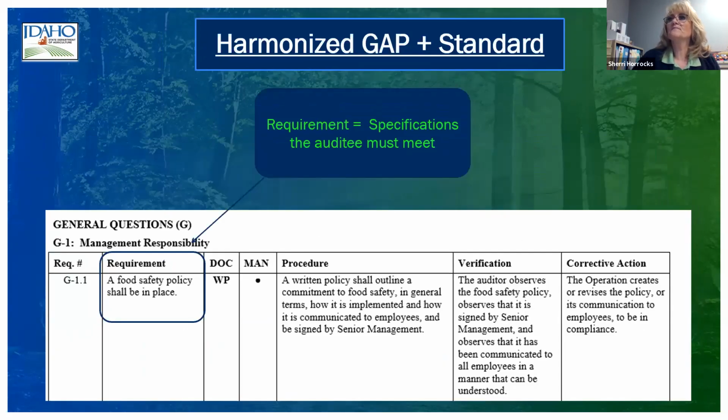Next, the standard has a column for the requirement. This is what is required for you to receive certification to the question. So this requirement equals the specification the auditee must meet. So that is what we are looking for when we come out to perform the audit. Next slide.